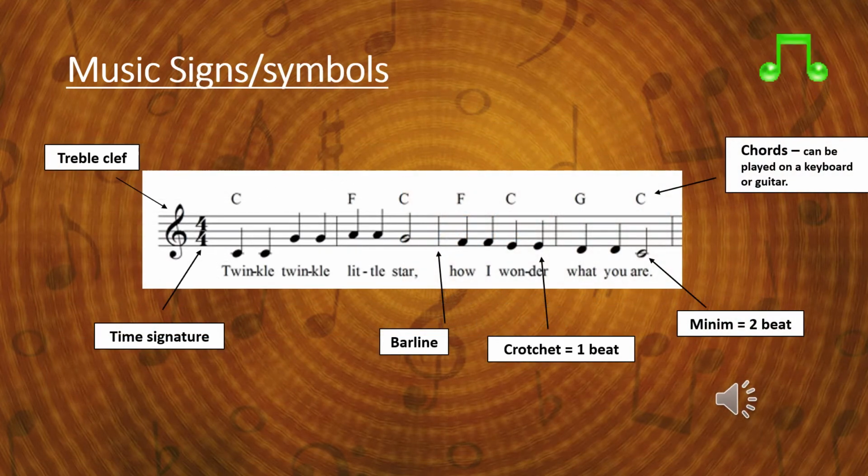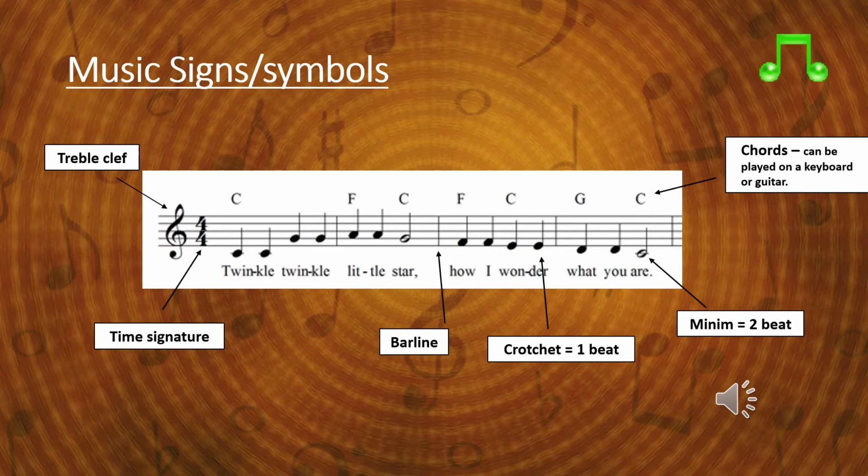Music, signs and symbols. So this is a quick recap of a lot of the signs and symbols that you have covered in class or have seen in class. The squiggly thing at the start of a piece of music that you play is known as a treble clef. This is then followed by numbers usually, which refers to the time signature, and this tells you how many beats there are in a bar. Could be 4/4, 3/4, 6/8, 2/4. There are a number of ways it could be written.